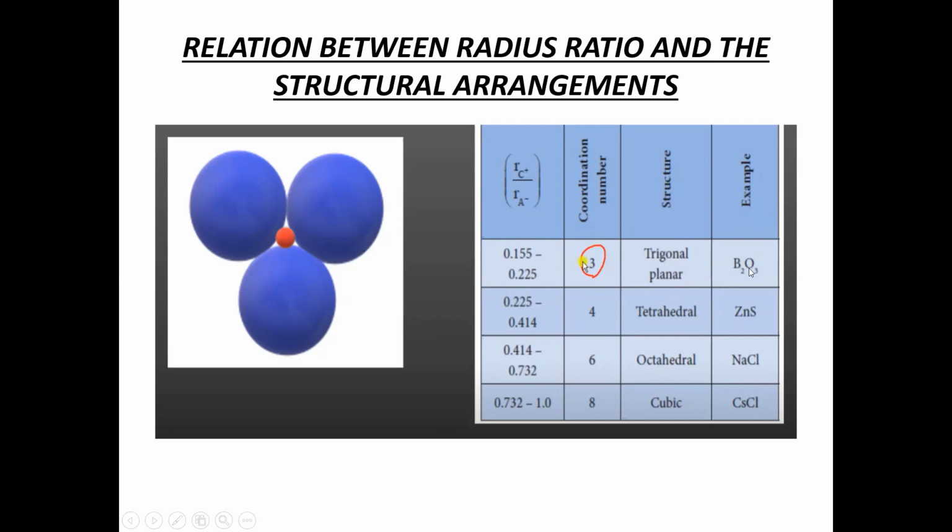The example is B2O3. For coordination number 4, the radius range is 0.225 to 0.414. The structure is tetrahedral and the example is ZnS. For coordination number 6, the radius range is 0.414 to 0.732. The structure is octahedral and the example is NaCl. For coordination number 8, the radius range is 0.732 to 1. The structure is cubic and the example is cesium chloride.